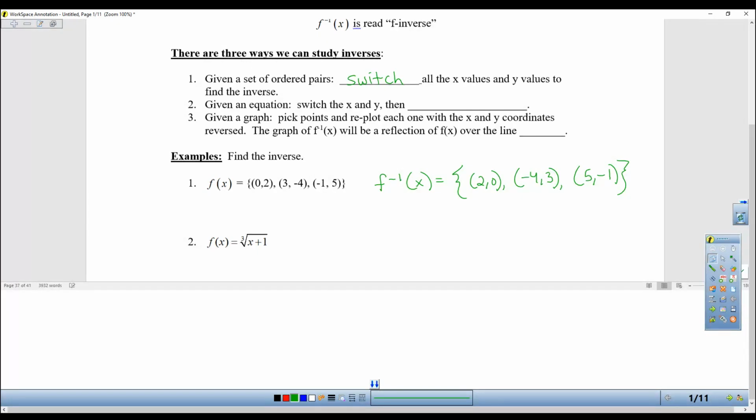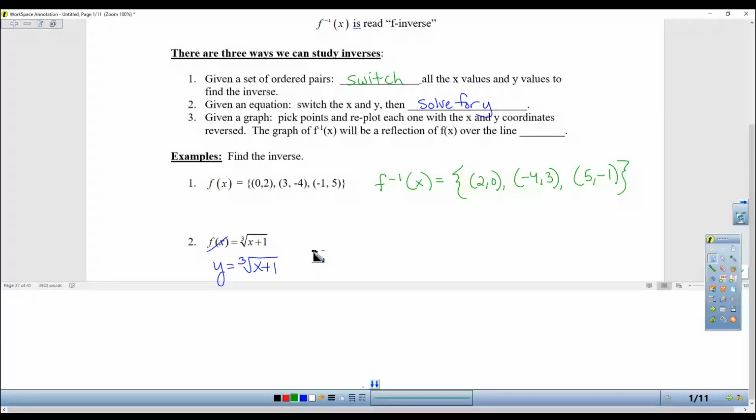Second way that we're going to study inverses is given an equation. First, you switch x and y. That step is always going to be the same. But then second, you do need to solve for y. And now we'll do number 2 as our example. So it says to switch x and y, but there is no y. So sometimes there's an extra step. You might have to rewrite it with a y is equal to.